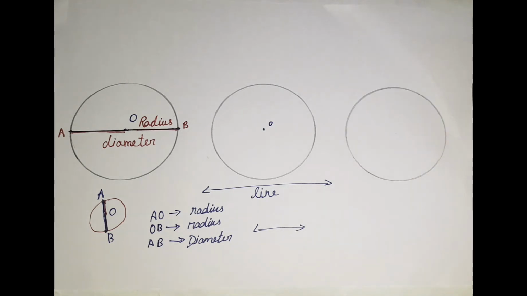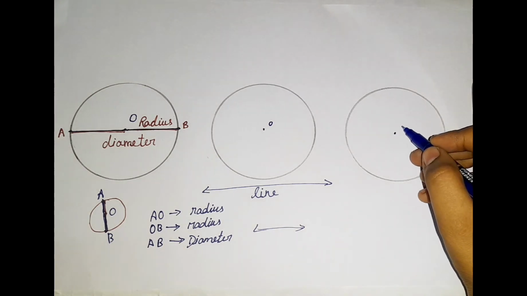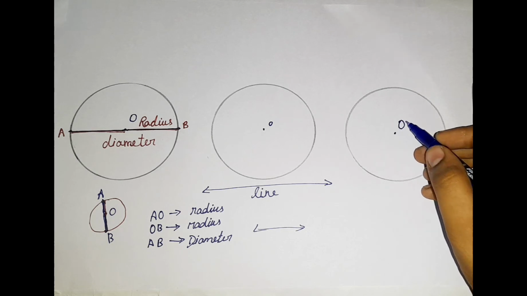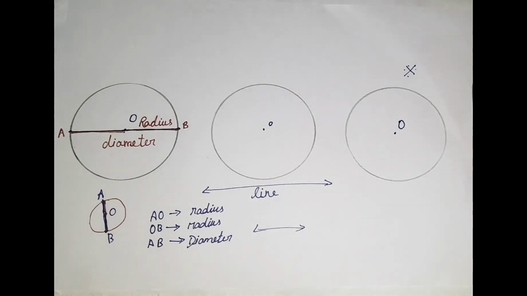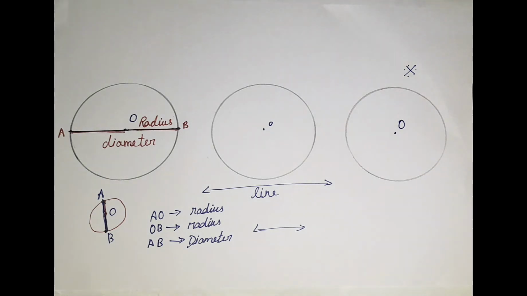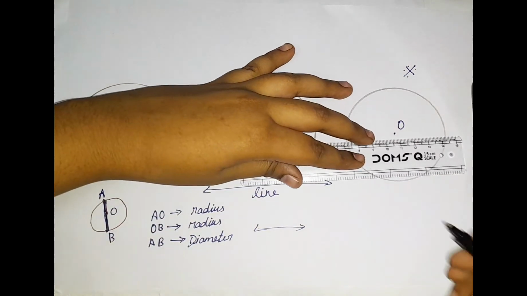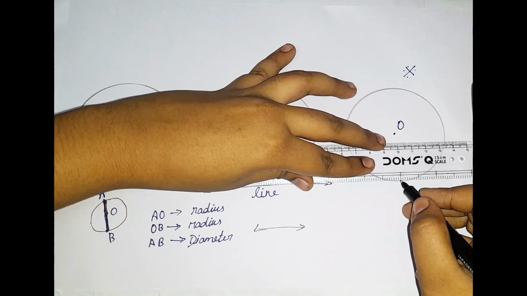Here is another circle. It also has a center point, that is O. This is really an important topic, so please listen carefully. Here there is a circle and a center point that is common in everything. Now what is a tangent? A tangent means a line which is touching the circle. It is touching the circle like this.